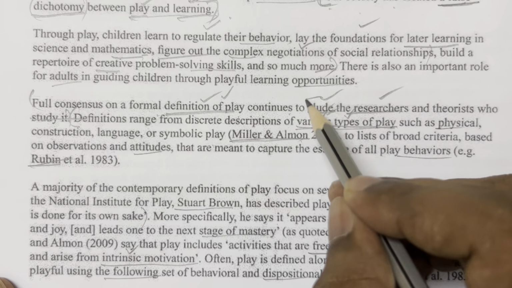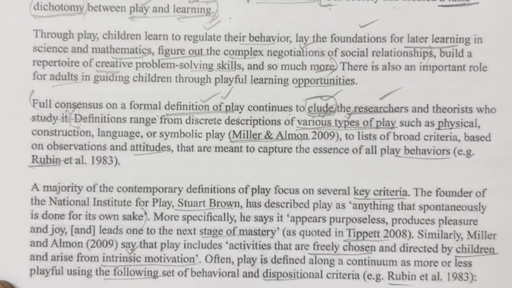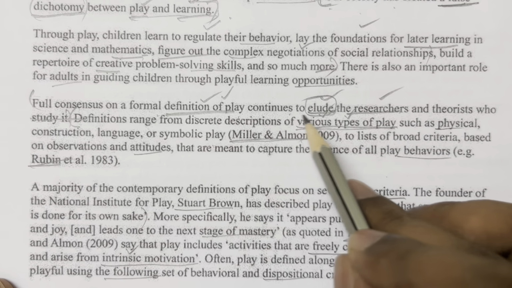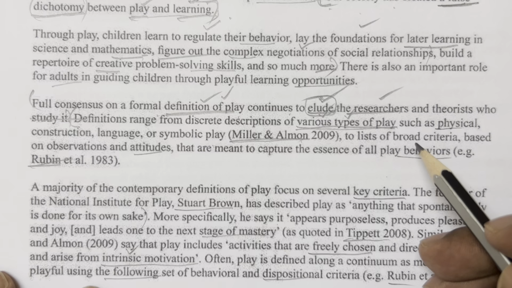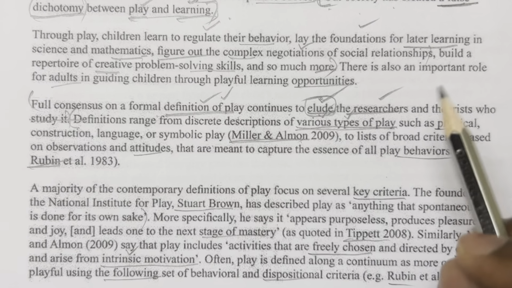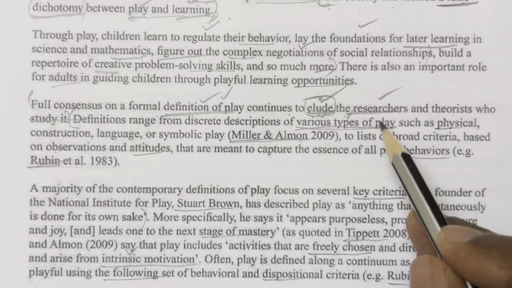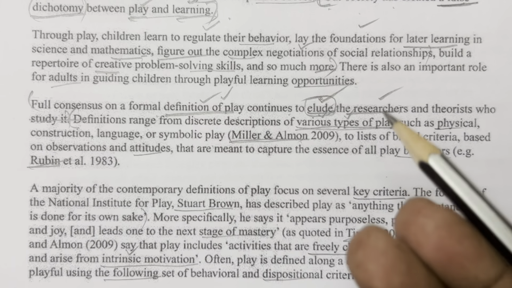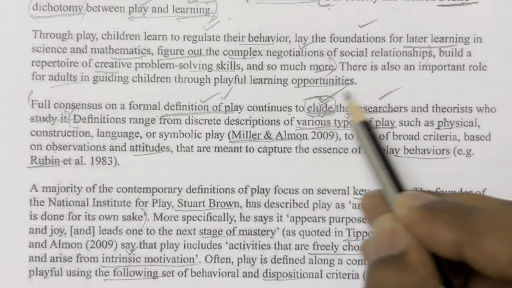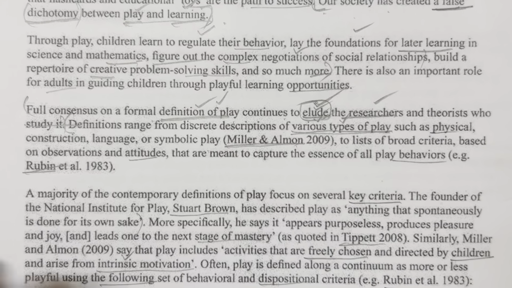What do you mean by elude, guys? Elude means still it is under confusion. Okay, it's not a fact or it's not recognized. Still it is continuing to elude, means confuse. Okay, in a state of dilemma. So have the researchers agreed on a definition of play? No, they didn't agree on anything. It is still eluding them, means it is still confusing them.